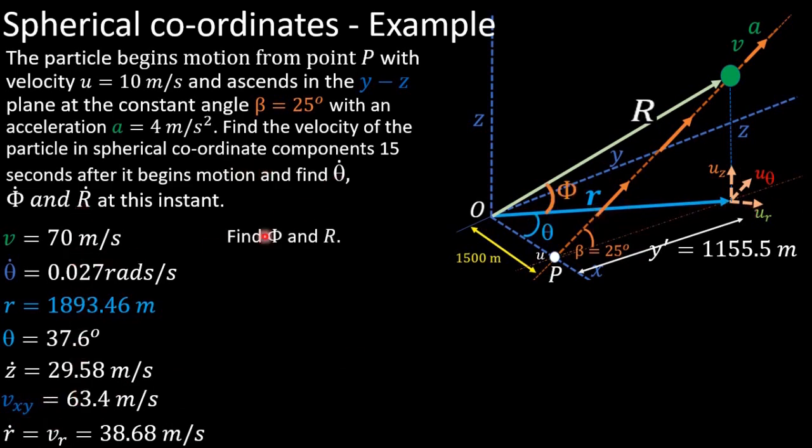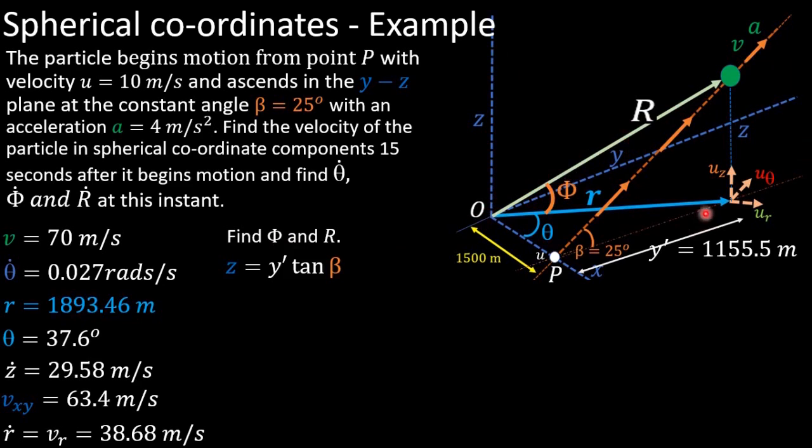So we need to find phi and big R. Remember, in spherical coordinates phi was the angle between r and the z-axis, but this time, in this example, we're saying phi is the angle between this line big R and this line small r, just because it's easier. Normally I would define phi as the angle between z and r. So we need to find phi and big R here.